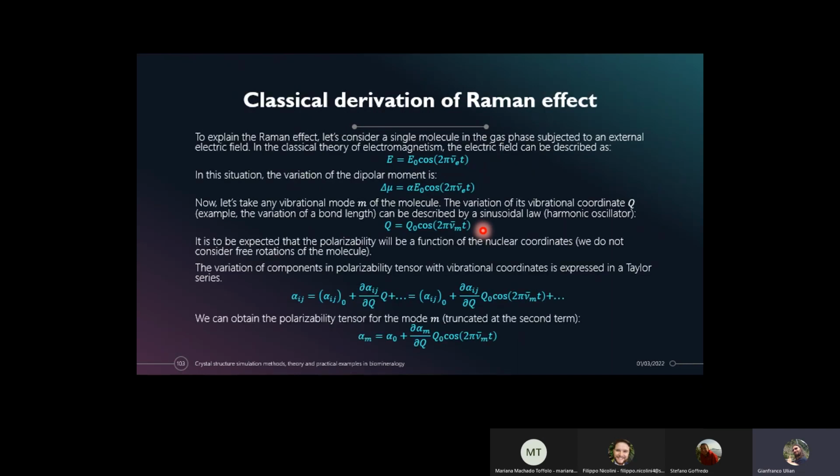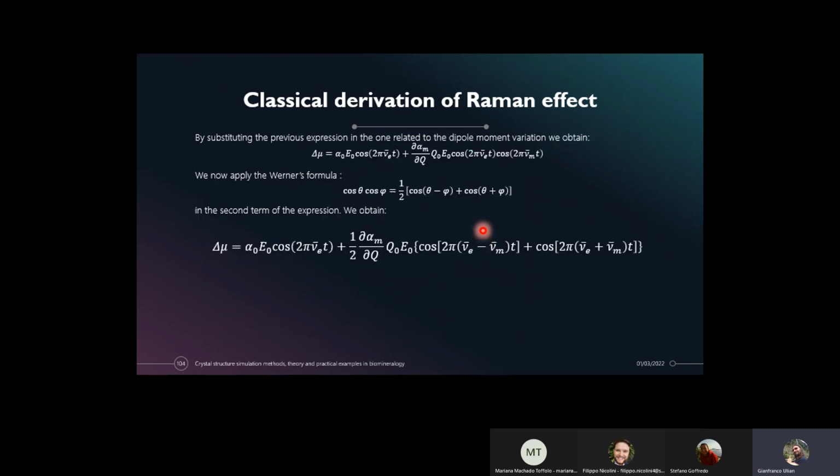Here we have the derivation of the Raman signal from a classical point of view. Very briefly, it involves the oscillation of the electric field and the interaction with the motion of the atoms inside your structure. So the vibrational motion may interact with the electric field from the incoming monochromatic light, and what you see is this final equation here.